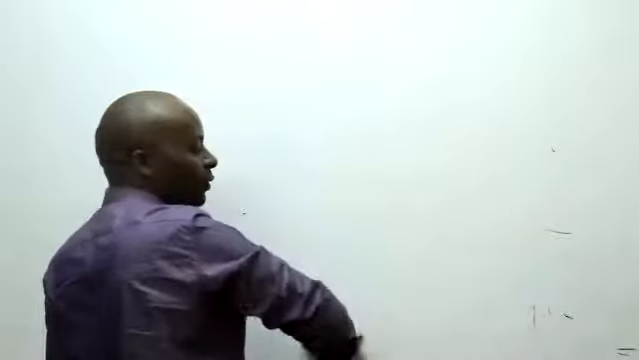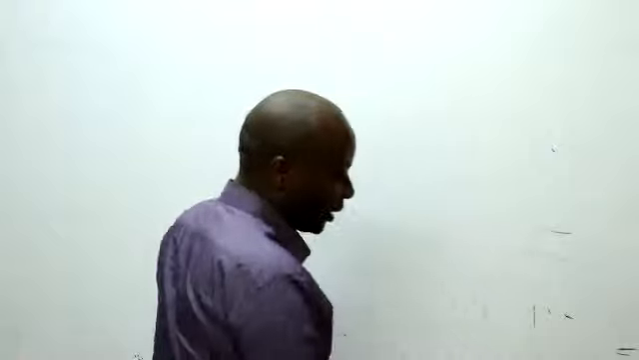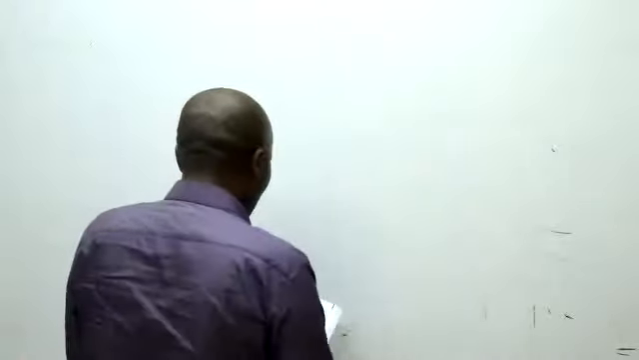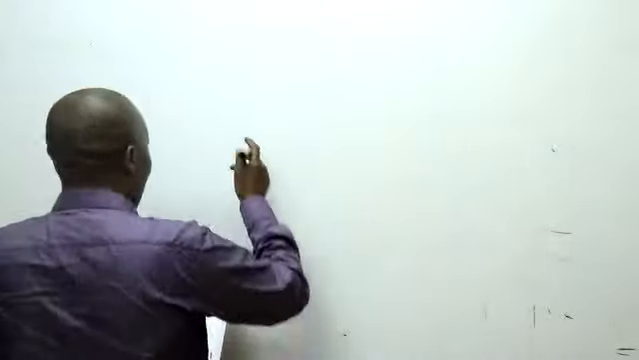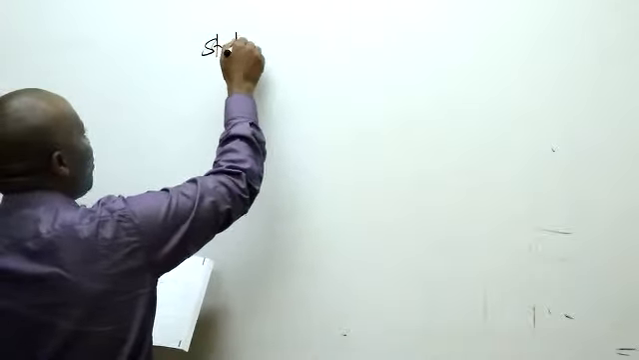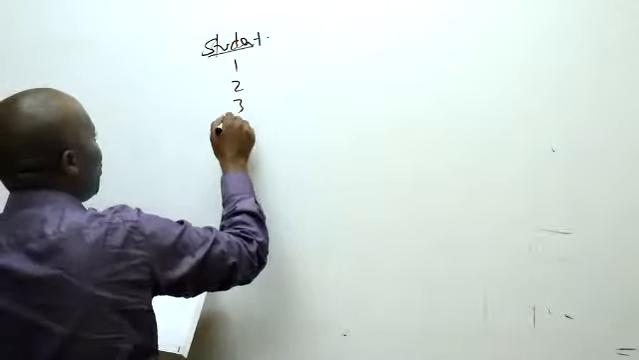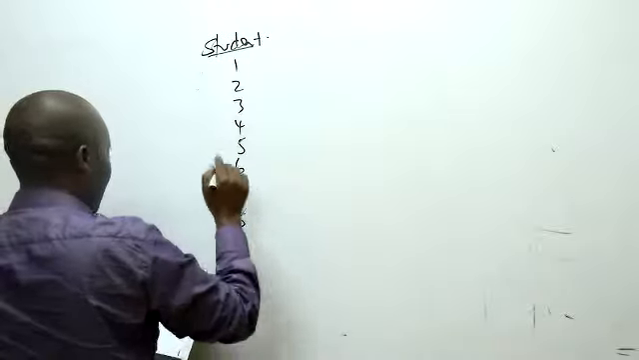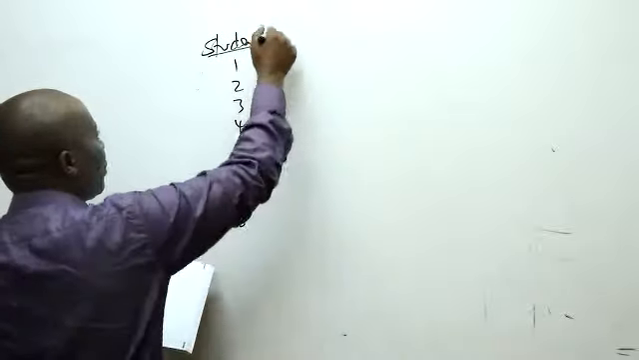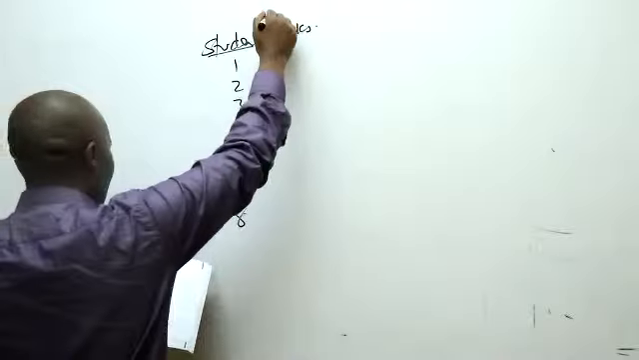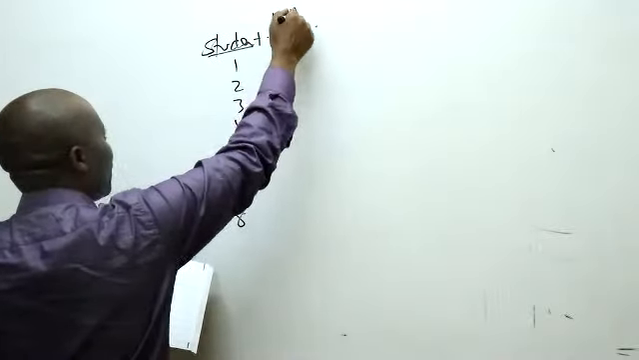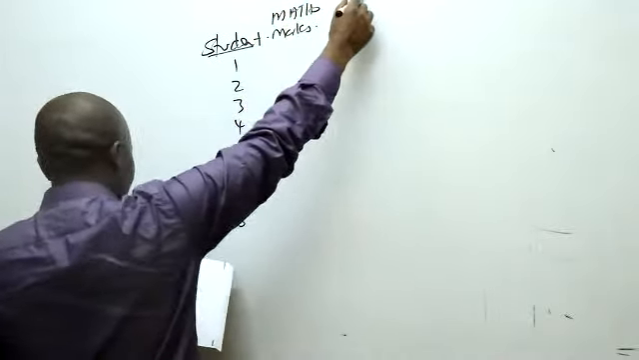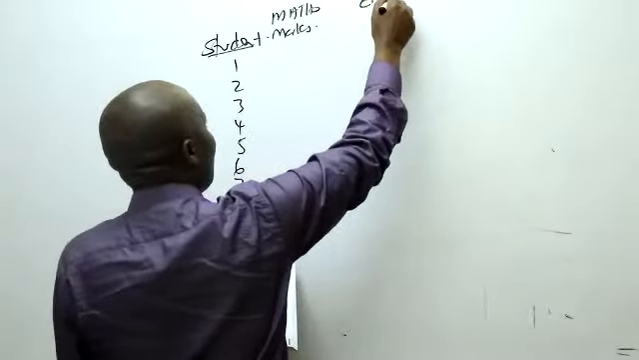So what do we have there at the end of the day? Ladies and gentlemen, what I will do, I will come and arrange this information in a columnar format. So we have the student there, 1, 2, 3, 4, 5, 6, 7, 8. We have here marks scored. Marks. We have here English marks.